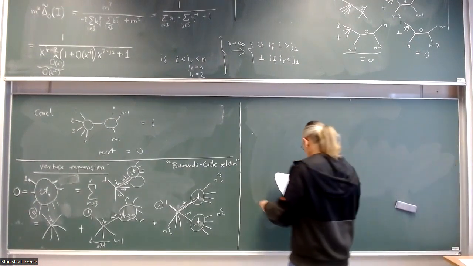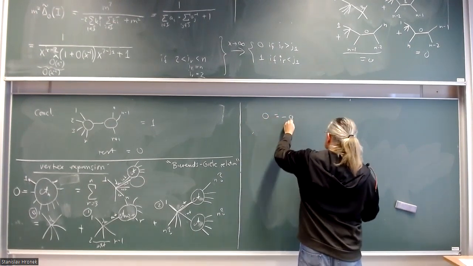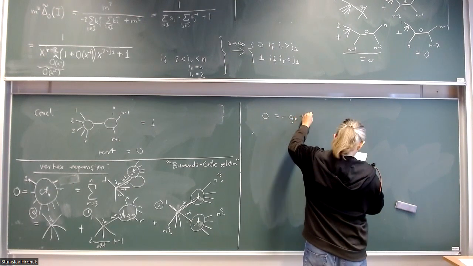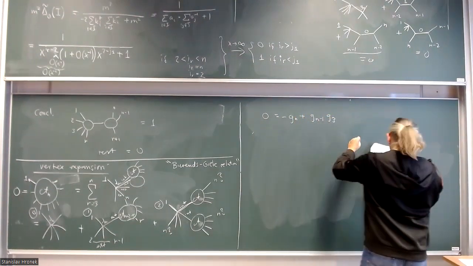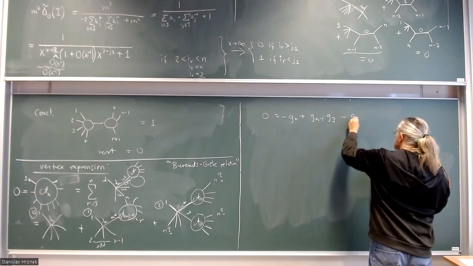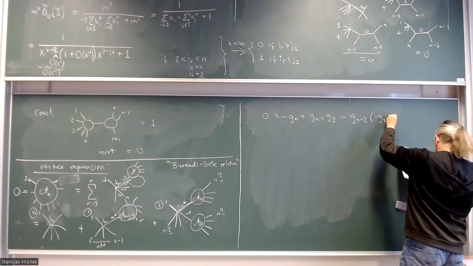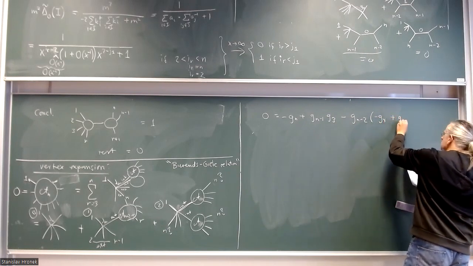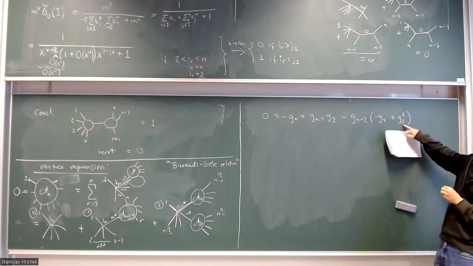So altogether, we get that 0 is equal to minus Gn plus Gn minus 1 G3 minus Gn minus 2 minus G4 plus G3 squared. Like that. So this is for the 4 interaction, this is for the S channel.